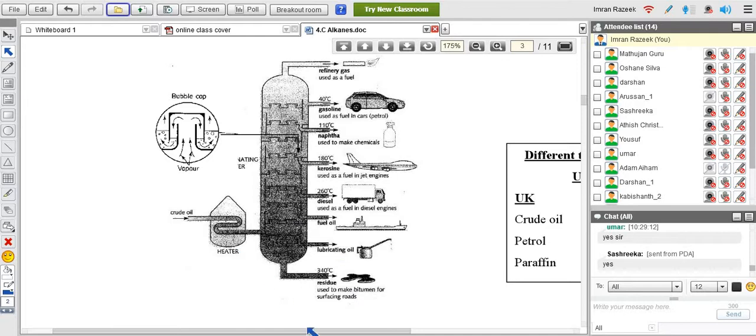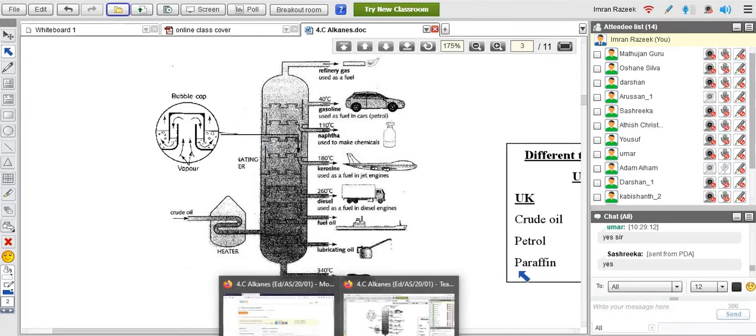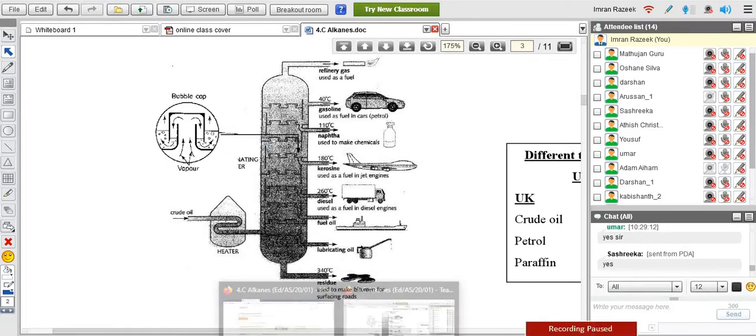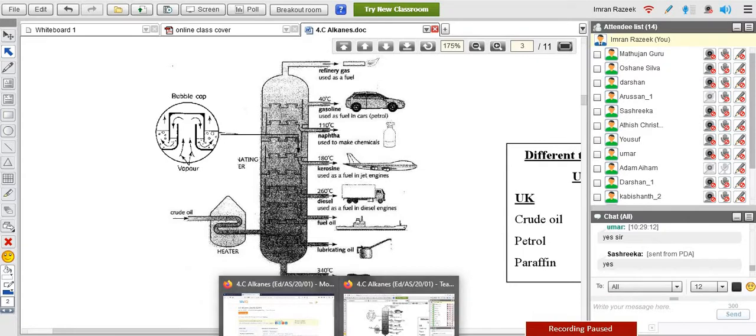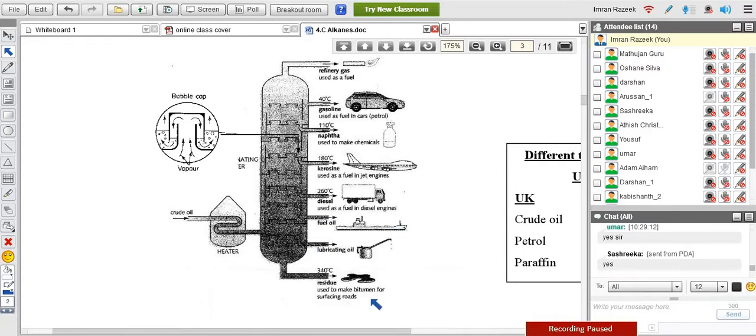I'll show you a small video of how this is done industrially. Please let me know whether the video is clear with the voice. If it's not clear, let me know.